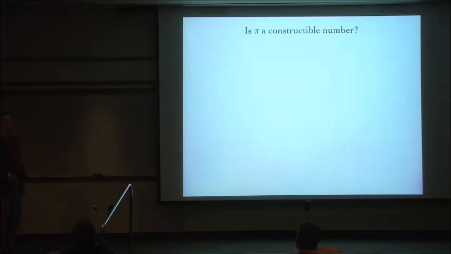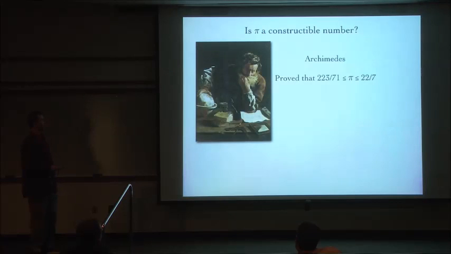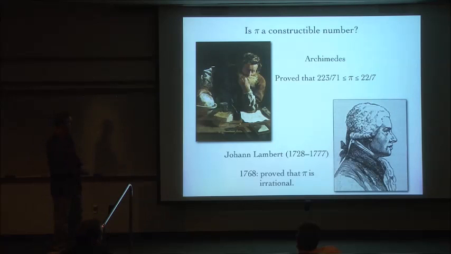I know we're out of time. I'm almost done here. So if we're talking about the nature of pi, Archimedes had a lot to say about pi. He gave these nice bounds, including 22 over 7. Quite a bit later, Lambert proved that pi is irrational. That's still not quite good enough. There's lots of constructible irrational numbers.